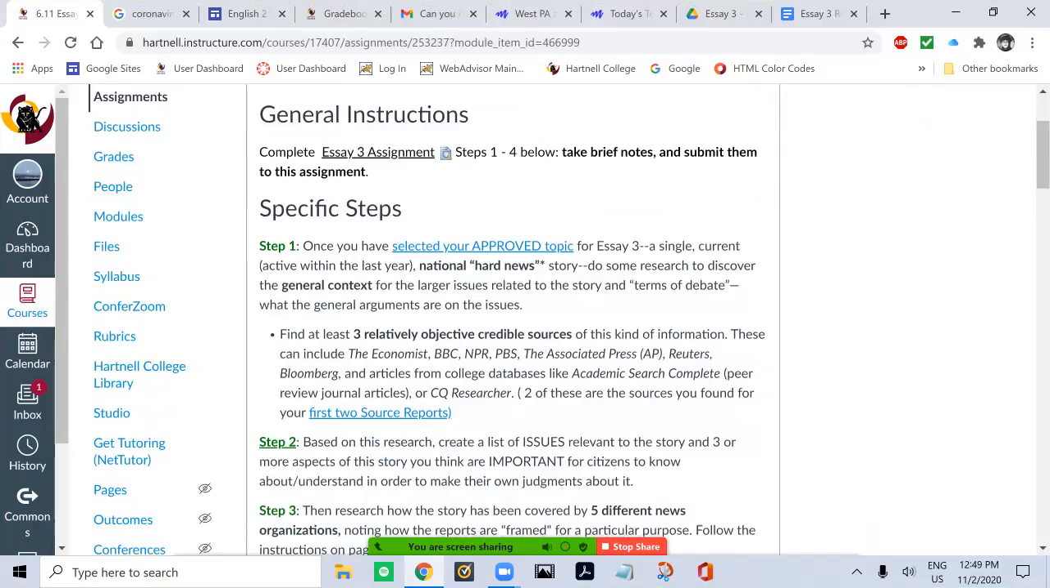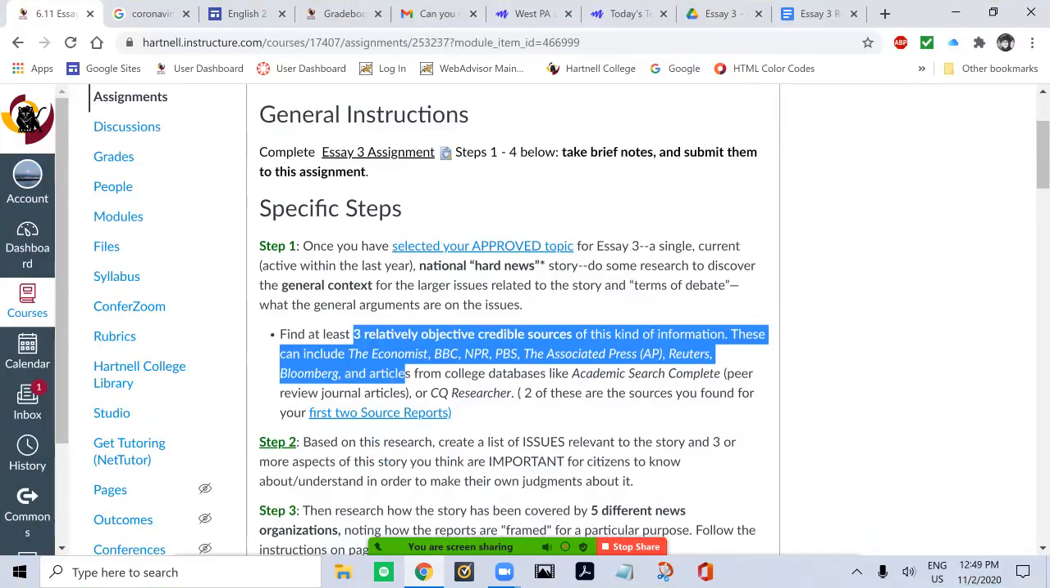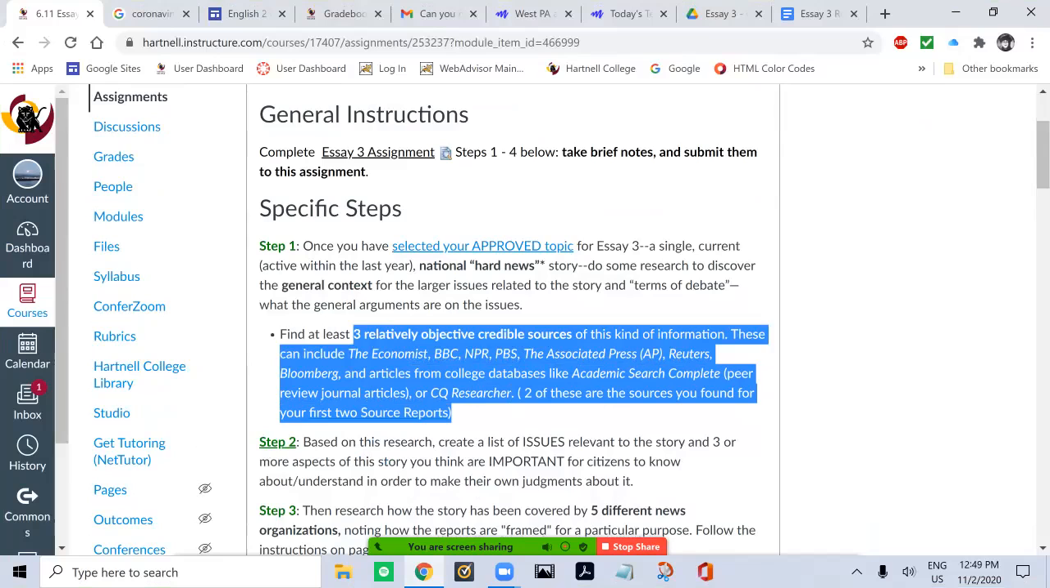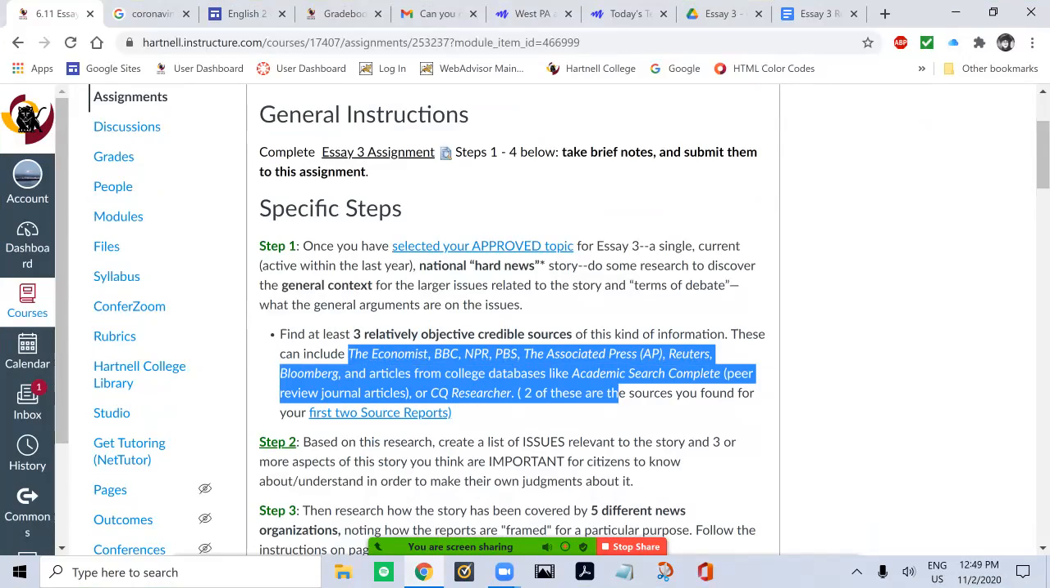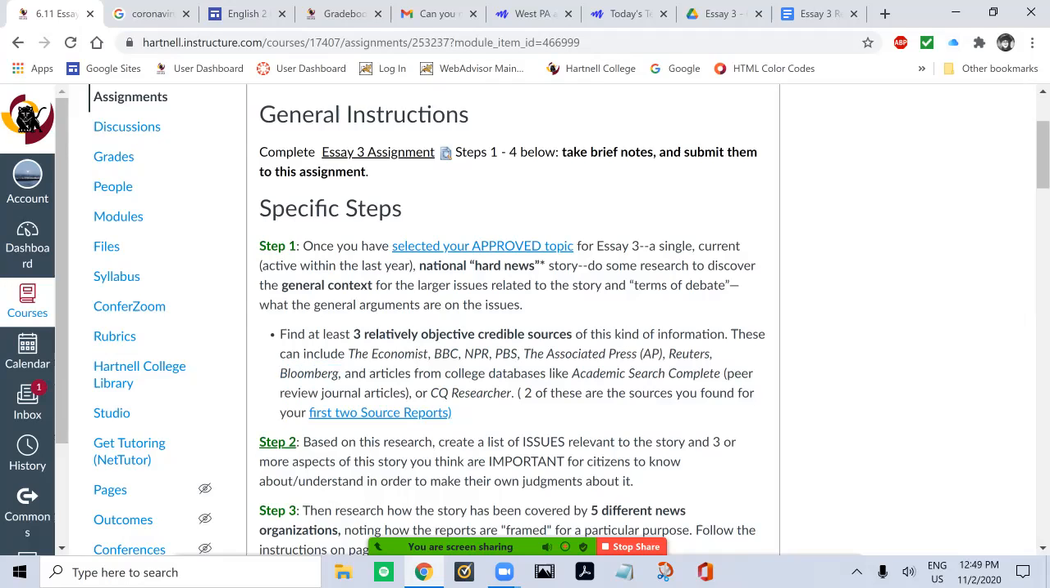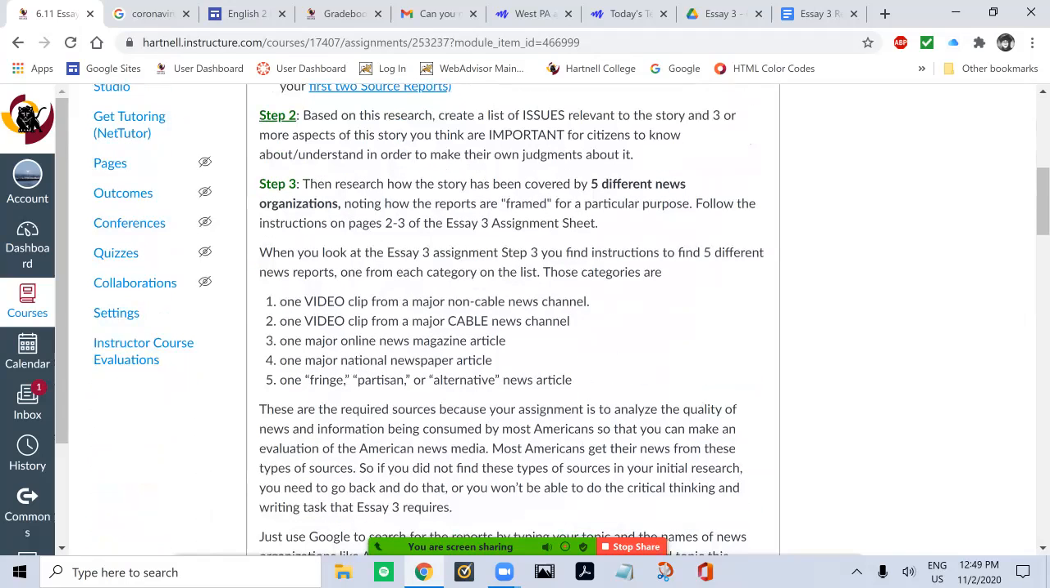You've already started a little bit of your research, I hope, by finding these several sources, at least 3, of objective information about your topic. These are the kinds of places that you need to go in order to find those kinds of sources. As I explained previously, the reason you need to do this as a first step is that you need to learn what the facts are about your story so that you can assess how these other organizations have covered it.